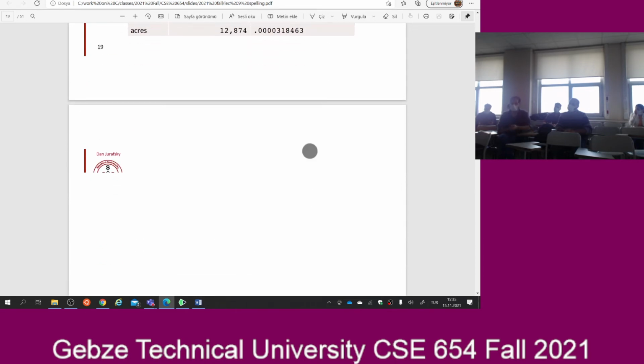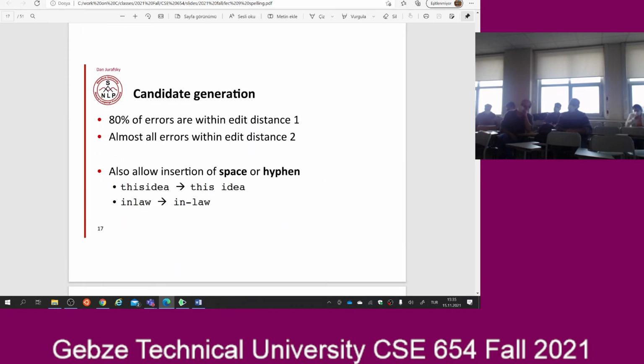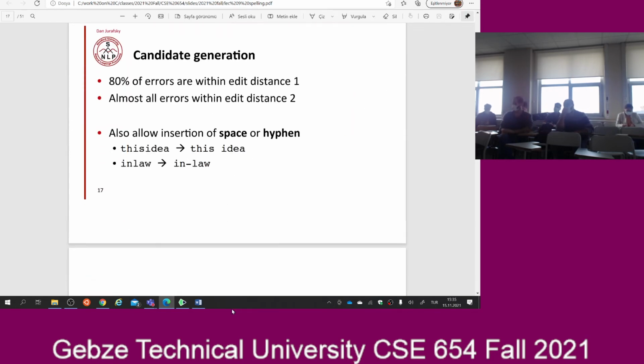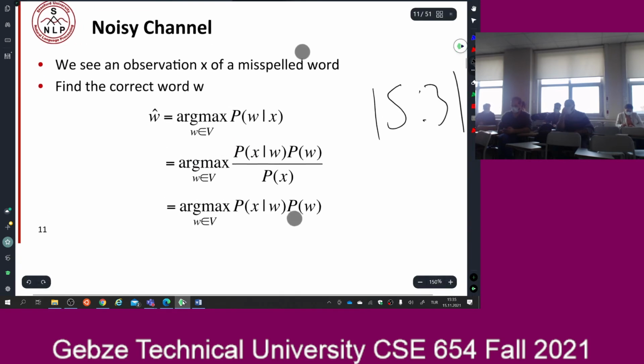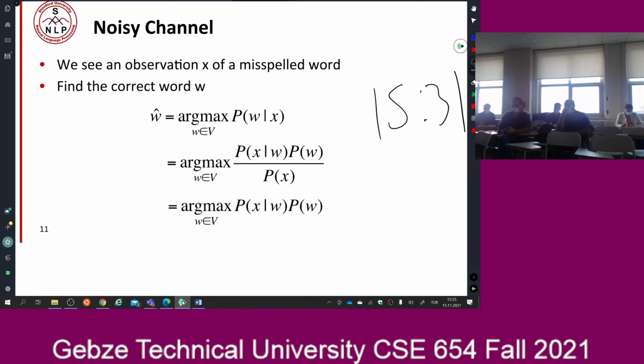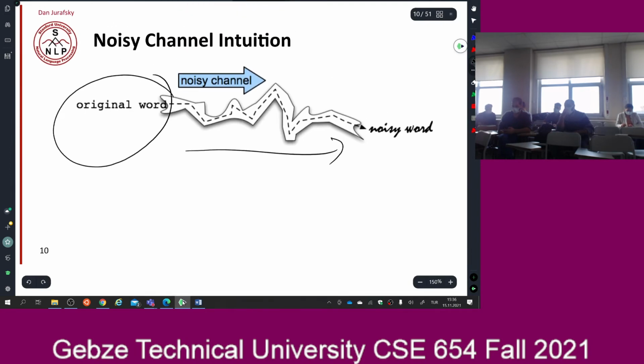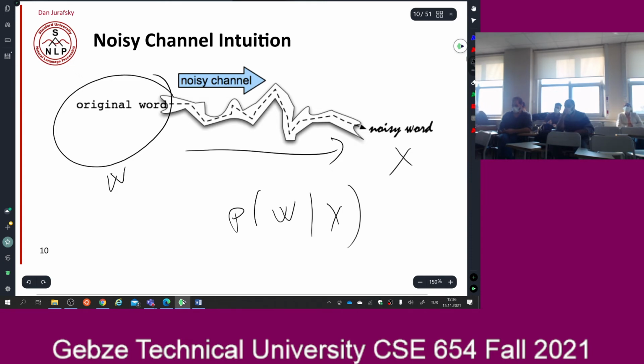So this thing, what is this? Not that one, this one, yeah, okay. Noisy channel says that if I observe a word from the outside world, this is my X, and this is the original word W, what is the probability of this word being W?